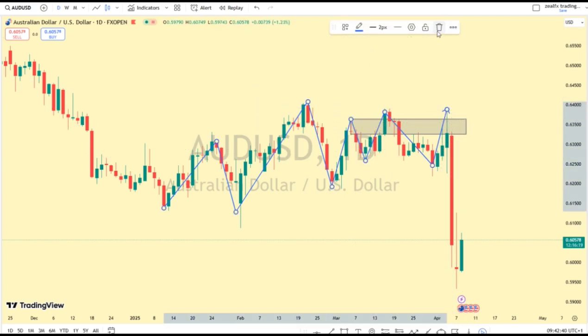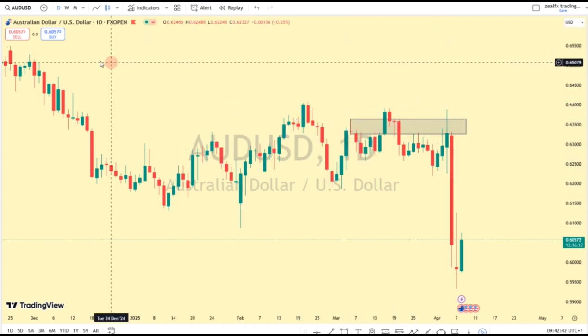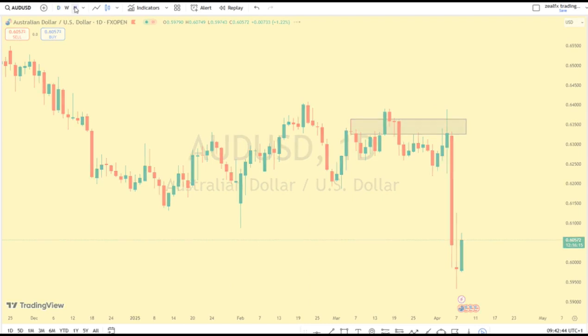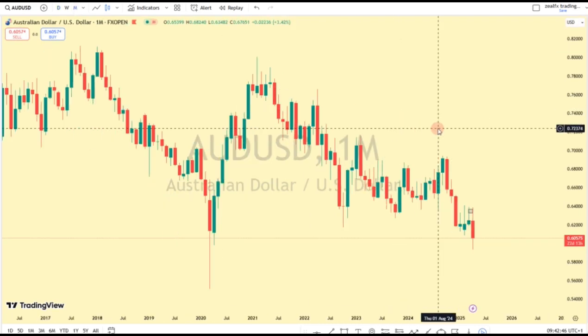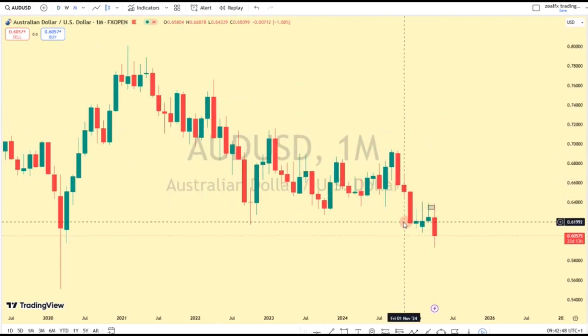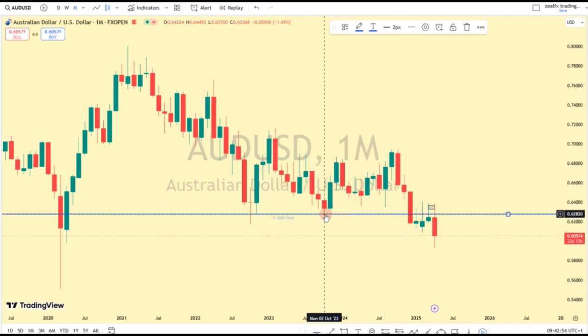What I did next was a top-down analysis from the monthly chart. I moved to the monthly chart and saw that price was rejected from this monthly resistance level. Since price rejected from this monthly resistance level, I knew that price would be moving down from this level on AUDUSD.